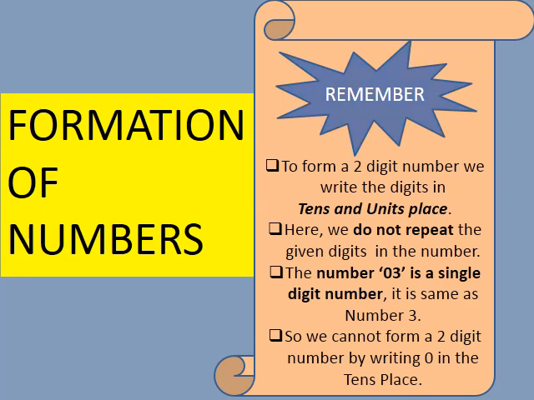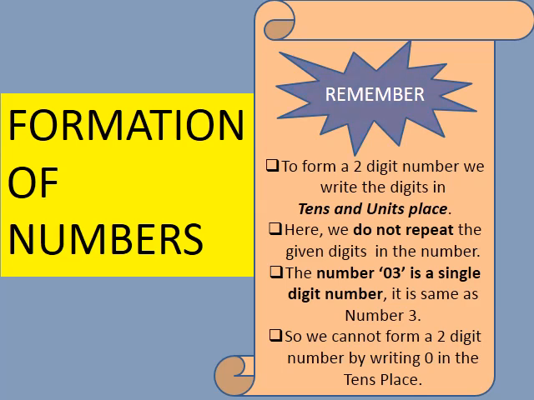Before starting, we have to remember that to form a two-digit number, we write the digits in the tens and the units place. Here, we do not repeat the given digits while making the number. The number 03 is a single digit number because it is the same as the number 3. So even if you write 0 in the tens place, that is not said to be a two-digit number. So that means to form a two-digit number, we cannot write 0 in the tens place.